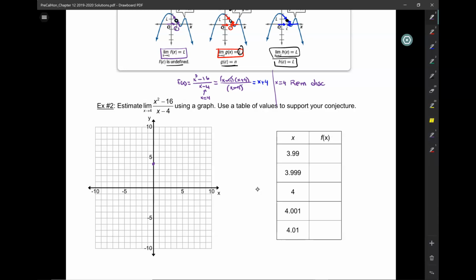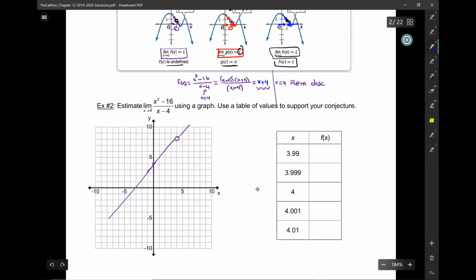Now, there is a removable discontinuity at x equals 4, okay? Where is that discontinuity vertically? Well, if we put 4 in here, we get a value of 8. So at x equals 4 and y equals 8, there's going to be a removable discontinuity. So that's what that graph looks like. Okay, so now what we're going to do is find the limit using a graph. And we're almost done.